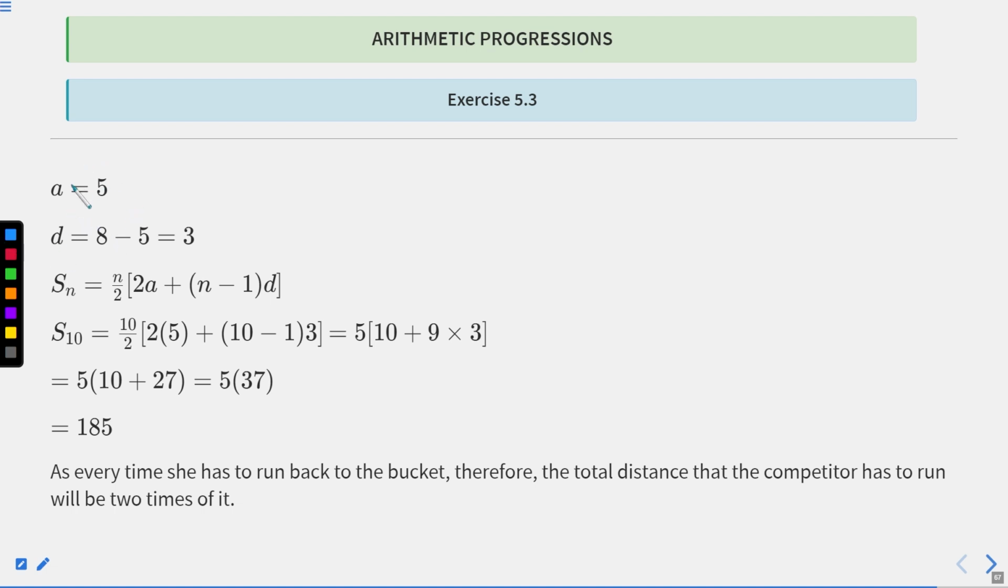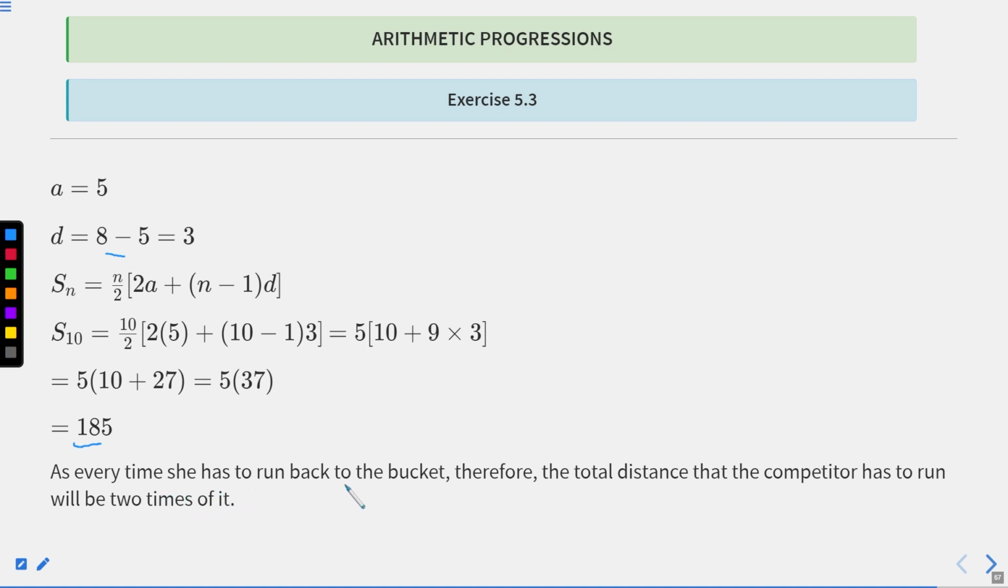Now here the first term a is equal to 5 and the common difference d is equal to 8 minus 5, that is equal to 3. Okay, and we know the sum of first n terms Sn is equal to n by 2 times 2a plus n minus 1 times d, and it implies S10 is equal to 10 by 2 times 2 into 5 plus 10 minus 1 times 3, that is equal to 5 times 10 plus 9 into 3, equal to 5 times 10 plus 27, equal to 5 into 37, equal to 185.